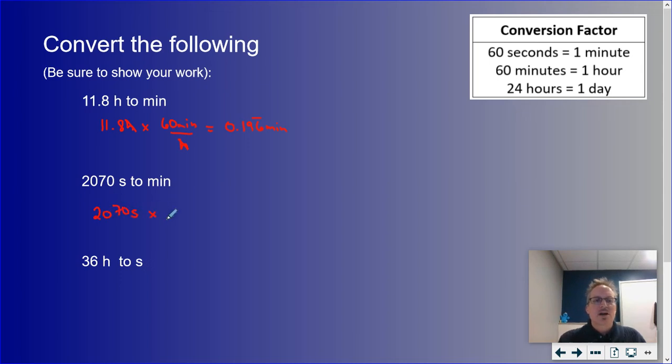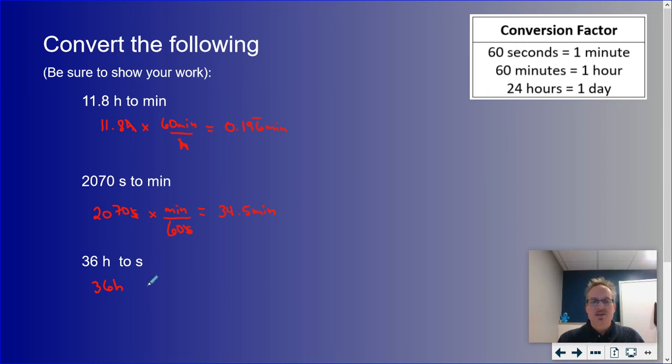I know that there are 60 seconds in 1 minute. So I'm going to cross out my seconds, tops and bottoms. So when I take 2,070 and I divide it by 60, I'm going to get 34.5 minutes. And last but not least, 36 hours.